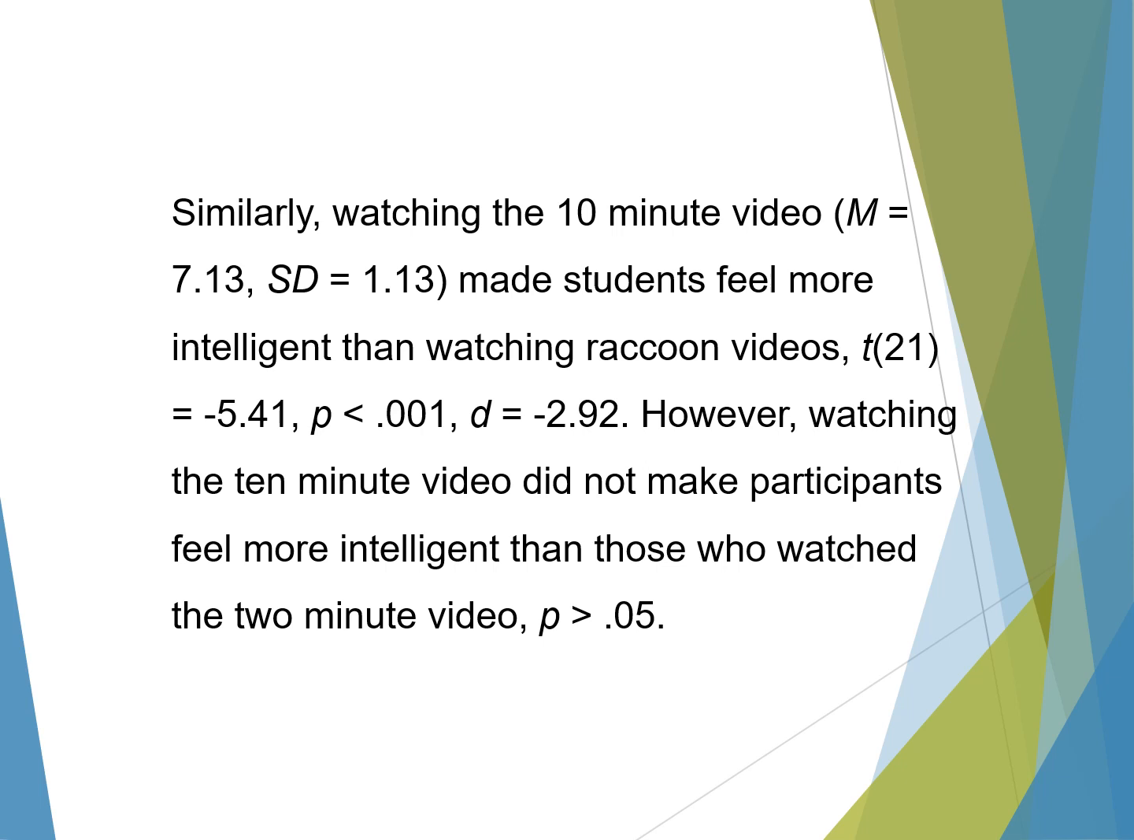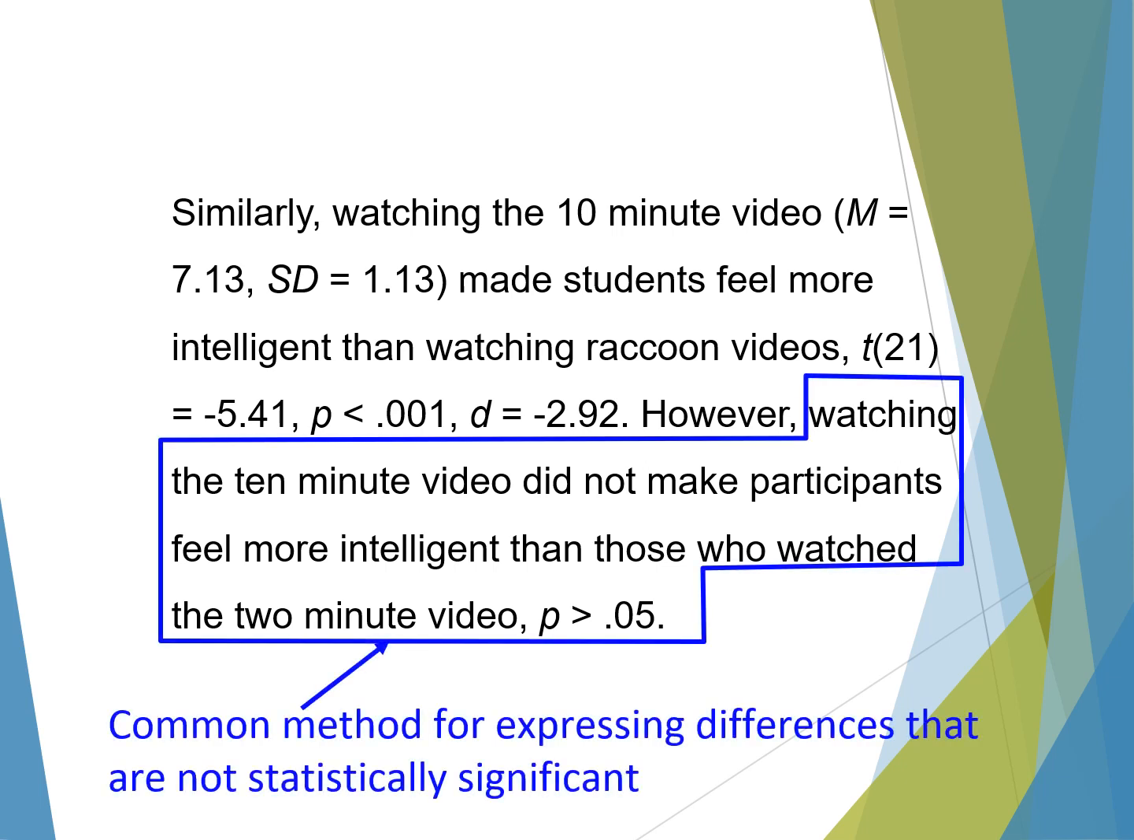So I've reported my two significant comparisons. I also need to report on my non-significant comparisons. So something like: watching a 10-minute video did not make participants feel more intelligent than those who watched a 2-minute video. And I've just reported that my p-value was greater than 0.05. So that is the quick rundown on how to write a results section for each of the most common types of analyses you might be using in your paper.